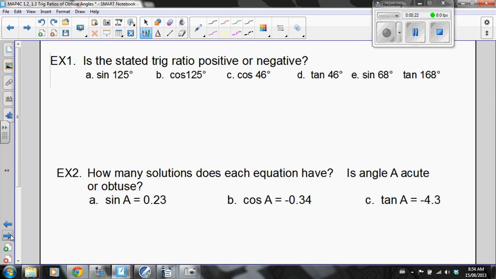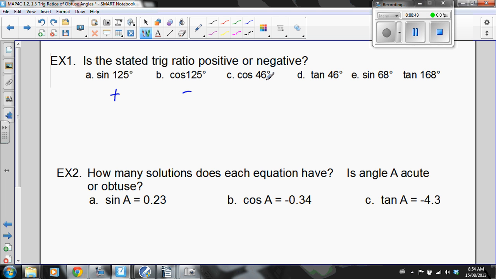Is the stated trig ratio positive or negative? And those are basically the rules that we just talked about, right? We said for an obtuse angle, the sine is positive, but the cosine and the tangent are negative. So let's just go through these. There's an obtuse angle, but it's a sine, so that's positive. Cos of an obtuse angle, well, that's going to be negative, right? And you can check it with your calculator, but it is.